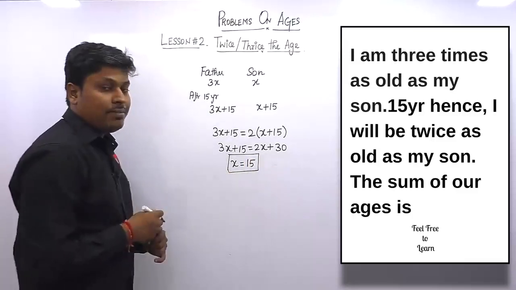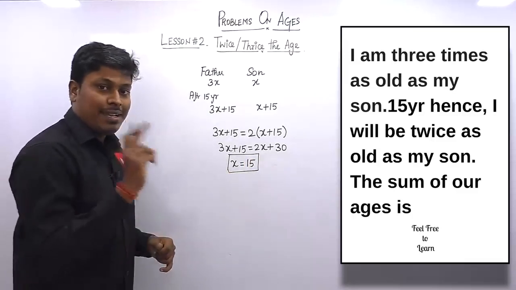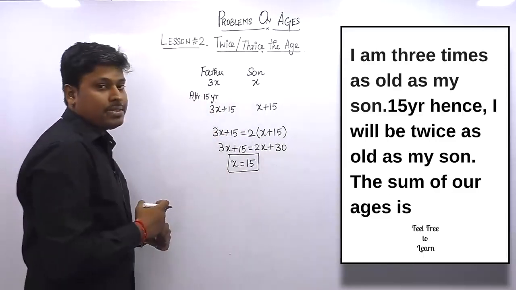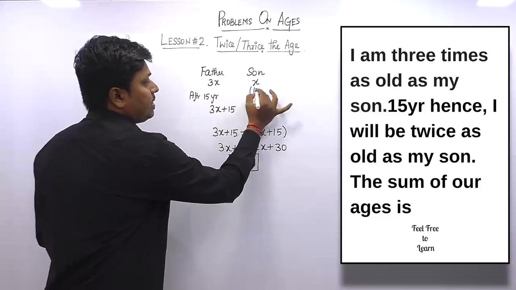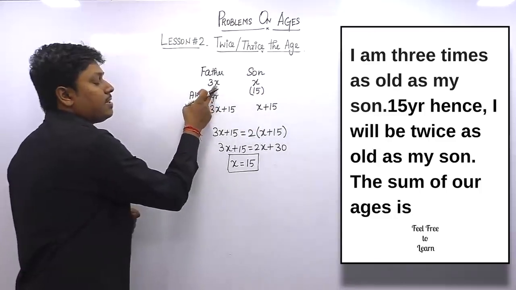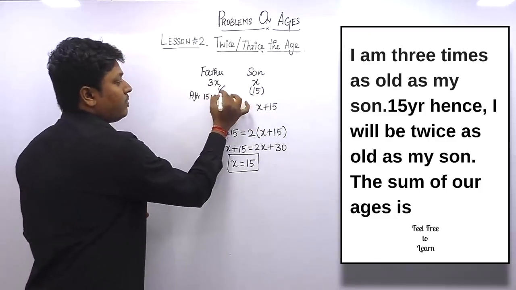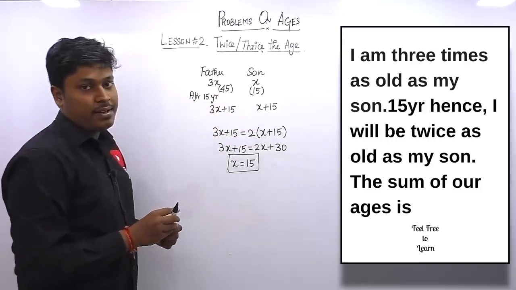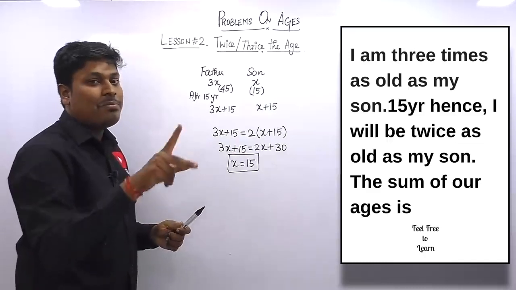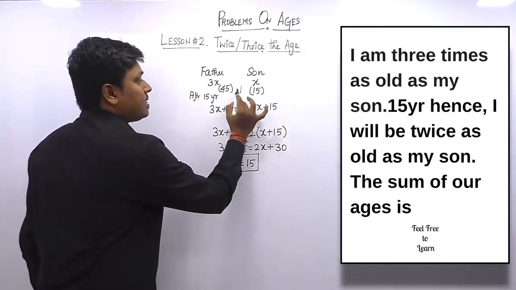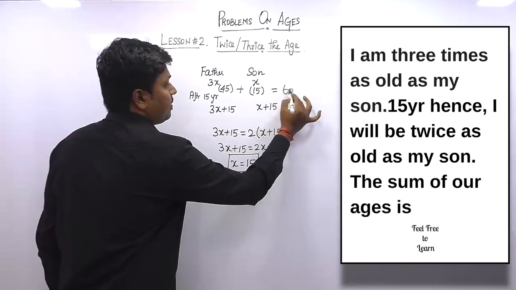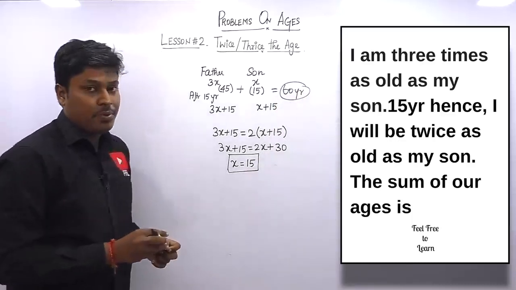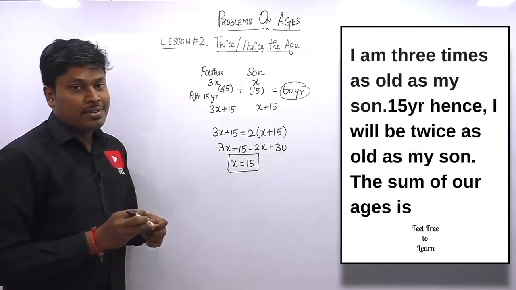So finally we got the value of x is equal to 15, and initially we assumed that the son's age is x years, and now we found x is equal to 15. So the son's age will be 15 and the father's age, 15 into 3, will be 45. But what is our target? Our target is to find the sum of their ages. So the sum of their ages will be 45 plus 15, which is 60 years. So finally we got an answer for question number 1. 60 years will be the answer for this question.